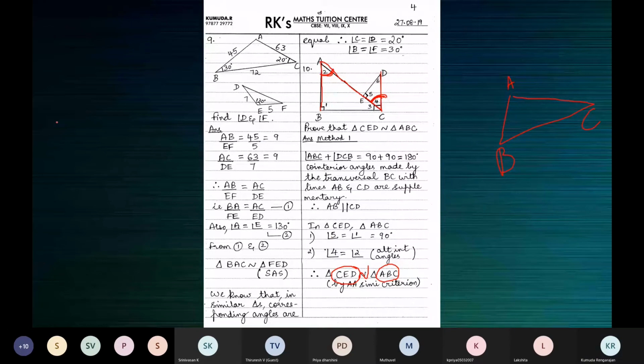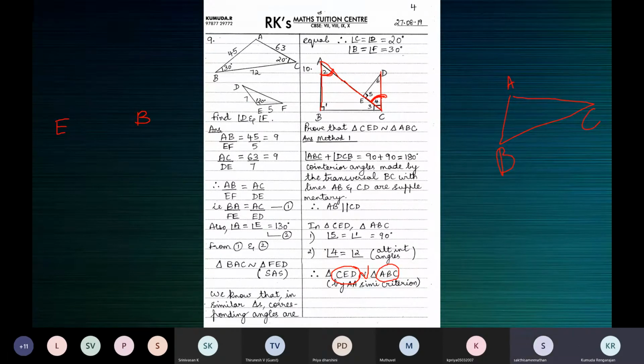Angle 5 is 90 degrees, ma'am. No, it represents the vertex. Angle E, ma'am. C E. So what is angle 1 in the large triangle? Angle B, ma'am. So if you say E in the small triangle, you must say B in the big triangle.